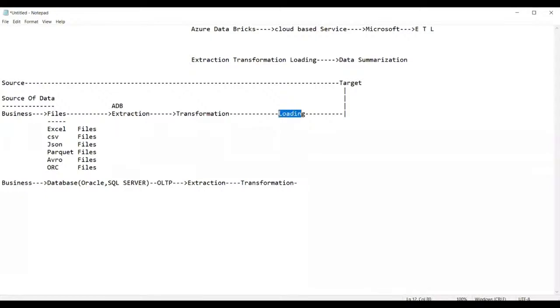So now, guys, loading will be done. Finally, once the loading is done, the loading will be done into the destination. That means this is the destination. This will be your destination. Getting my point?